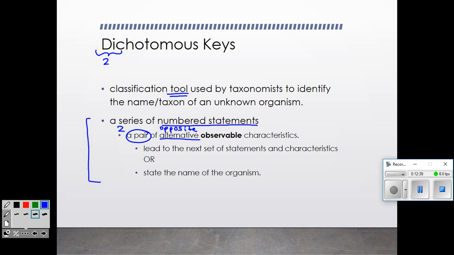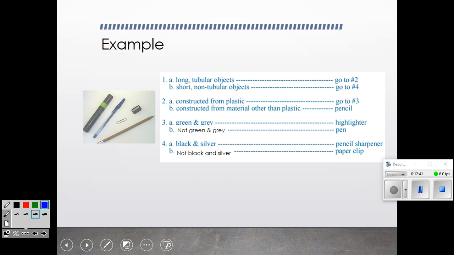So the example that we're going to look at is not with living organisms, but rather with random stuff that was on my desk when I was making this. In this example, there's a group of things that I wanted to classify. In the picture, you can see there's a highlighter, a pen, a paperclip, a pencil sharpener, and a pencil. Those are the objects I wanted to classify.